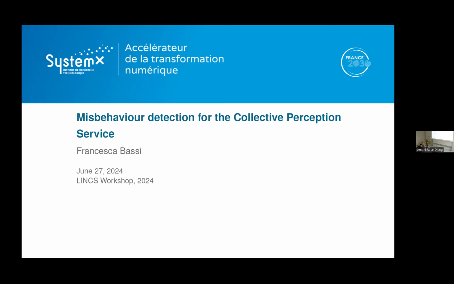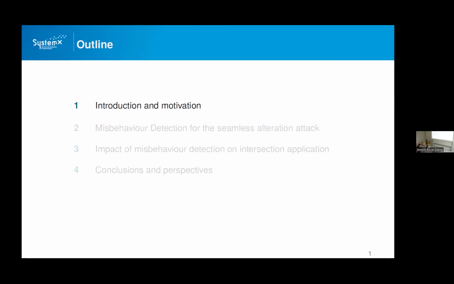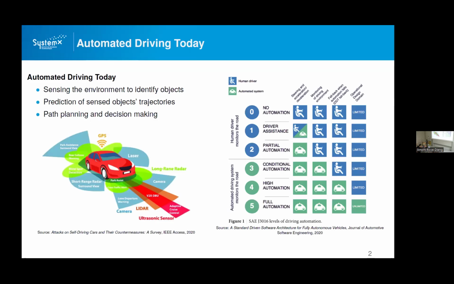So I'm going to talk about misbehavior detection for the collective perception service today, and I'm going to first start with an introduction and a motivation for this whole topic, why it is important and why it is difficult. And so I'm going to start from automatic driving and what it is.